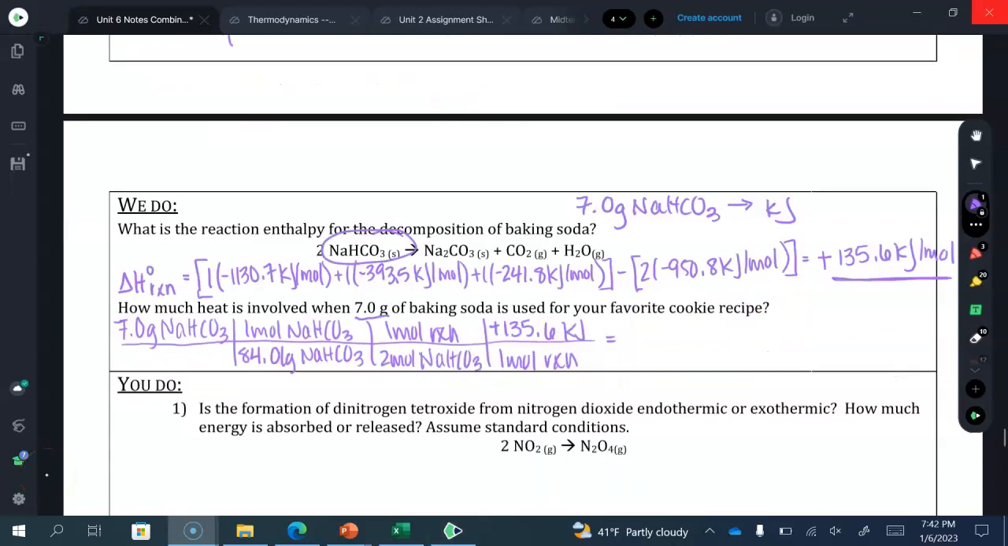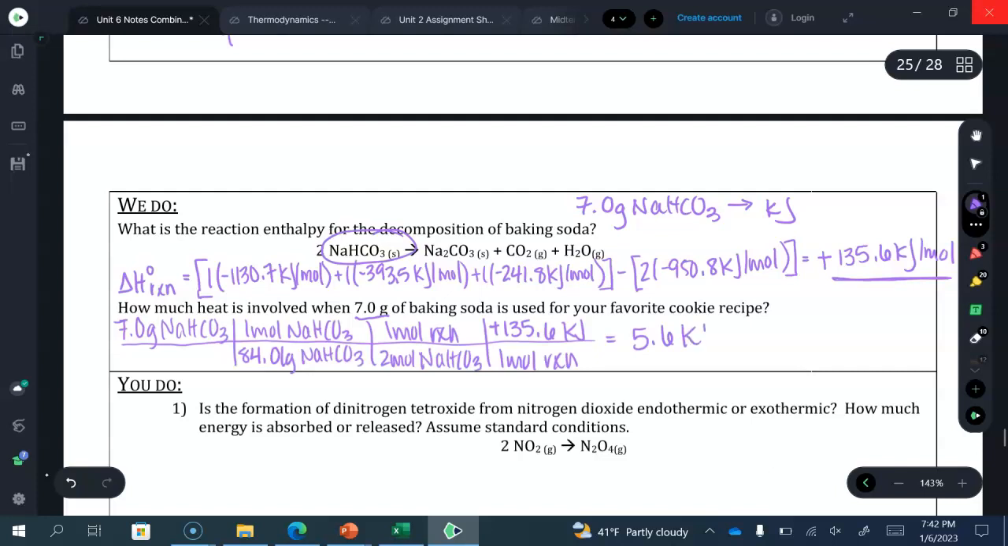Okay, so starting with your 7 grams, you should have used the molar mass to convert it to moles, then a mole ratio to convert it to moles of your reaction, and then you could use the energy conversion factor that we calculated in the previous part to determine the amount of energy, which should be 5.6 kilojoules total.